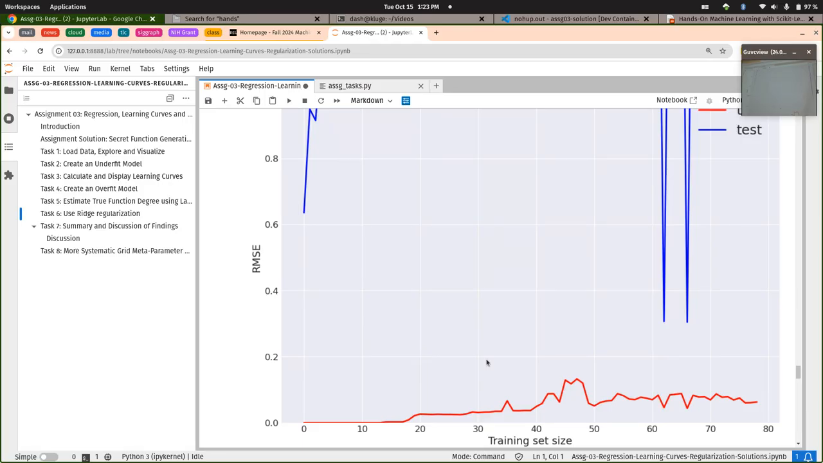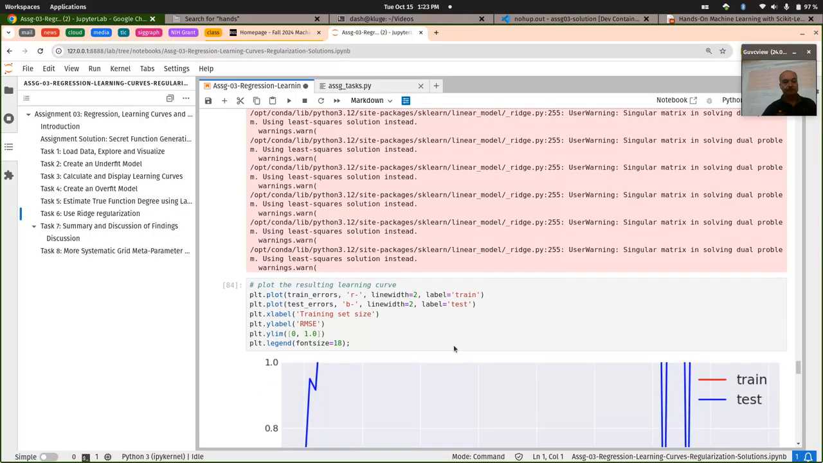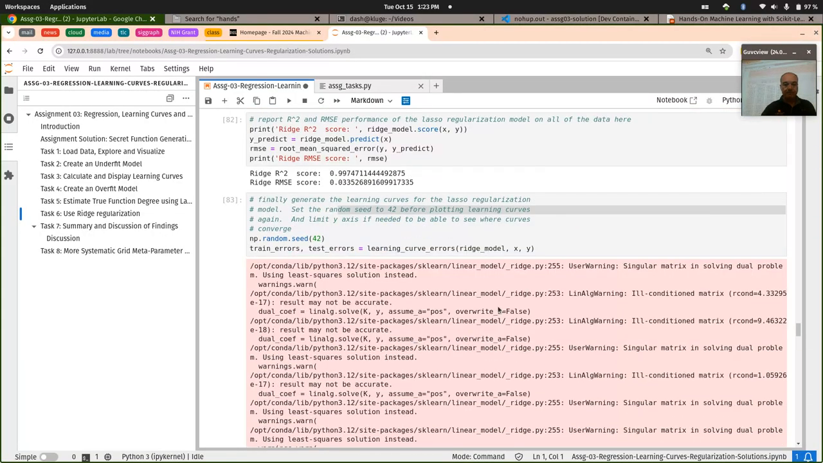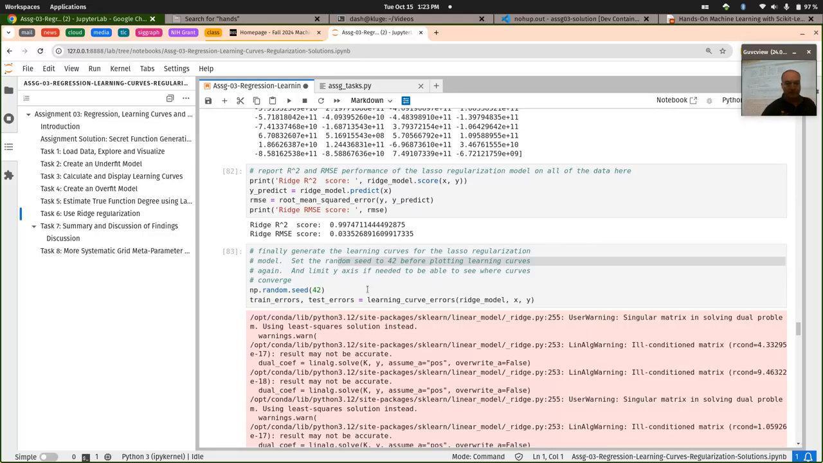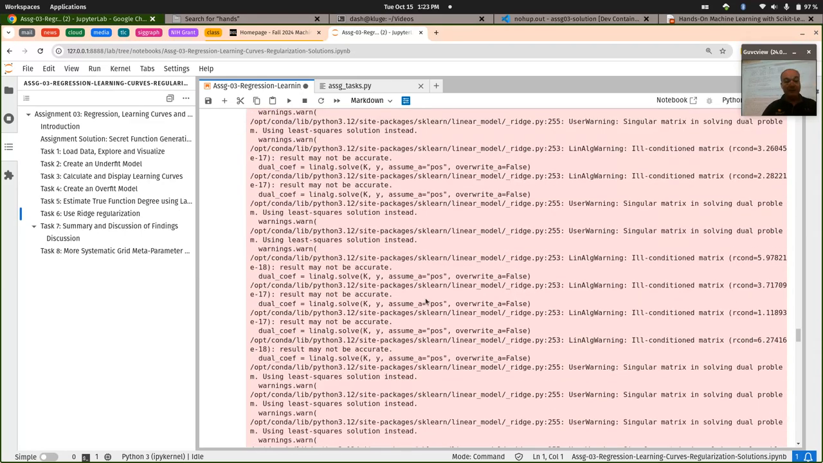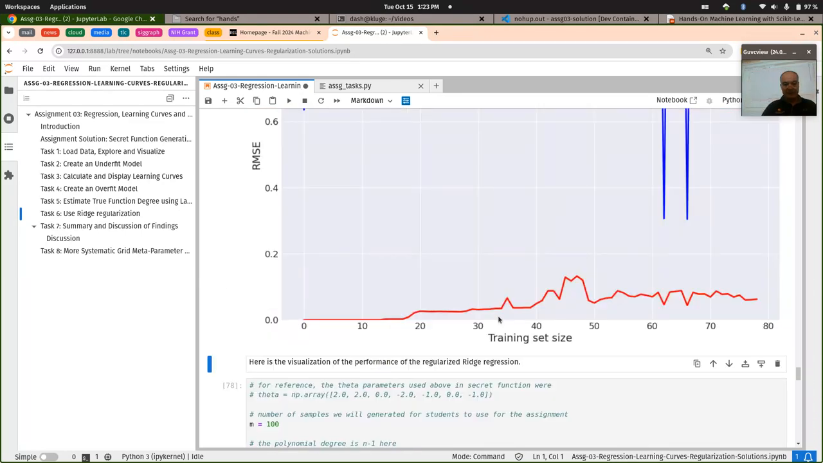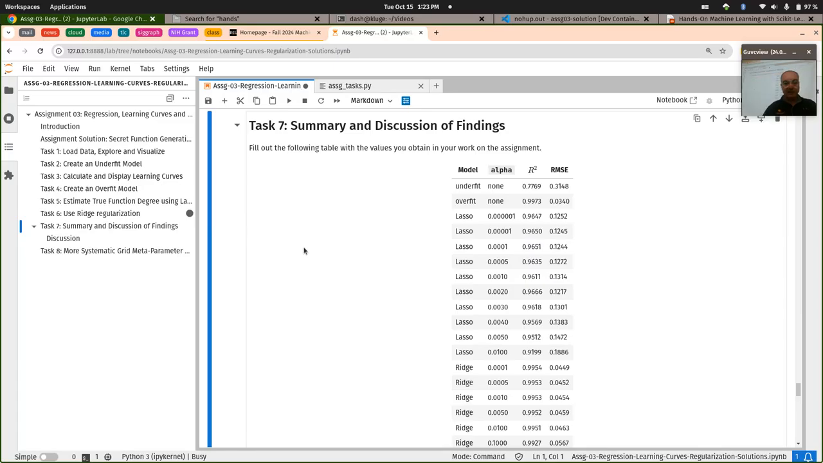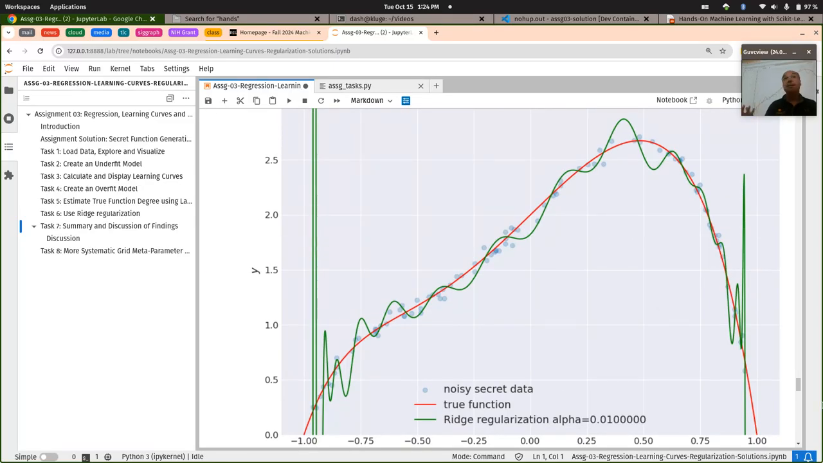And we end up with an RMSE of 0.03, kind of like we have to do with the model. And if we plot out the function, visualize what it actually looks like that we've just fit, it's wiggly again, like we would expect for an overfit. Okay.